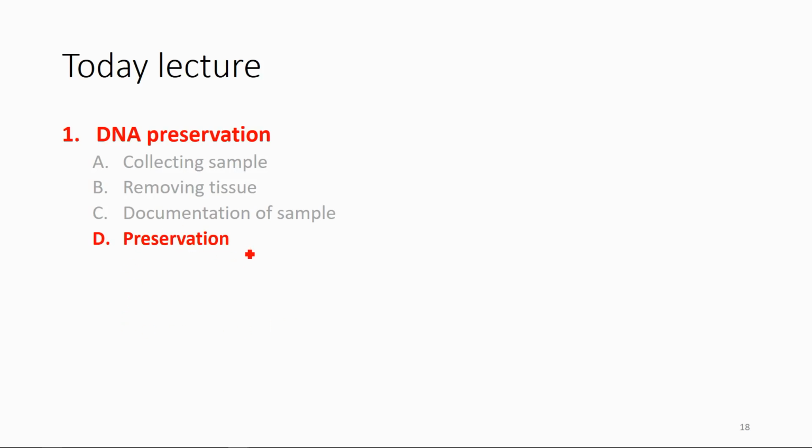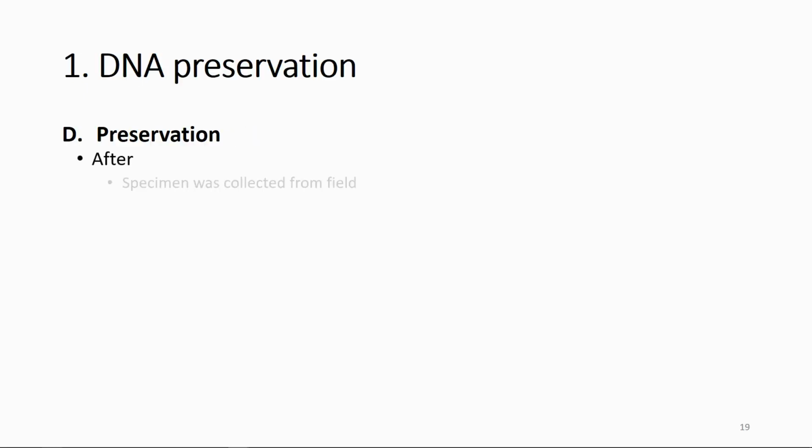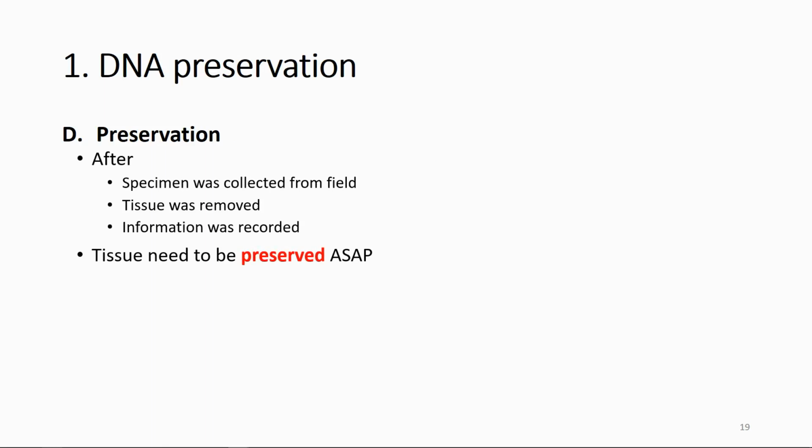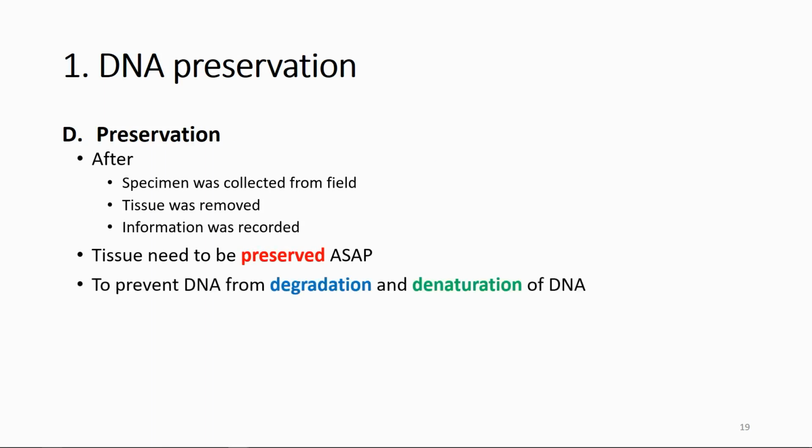After you take a piece of tissue from an animal, and you already label it properly, the next thing you can do is to preserve the tissue. You have to put the tissue in chemical or in a fridge to preserve the tissue and also the DNA. Remember, once you have removed the tissue, you have to preserve it as soon as possible. This is to prevent the DNA from degradation and also denaturation.